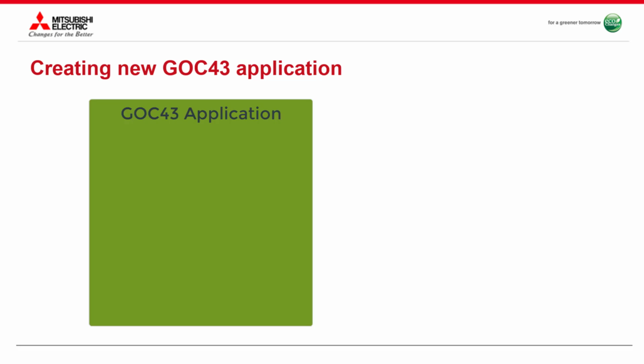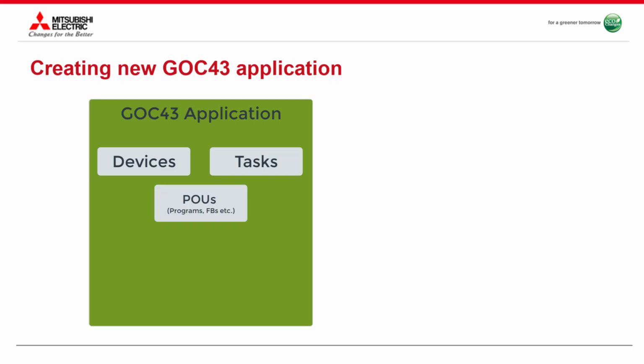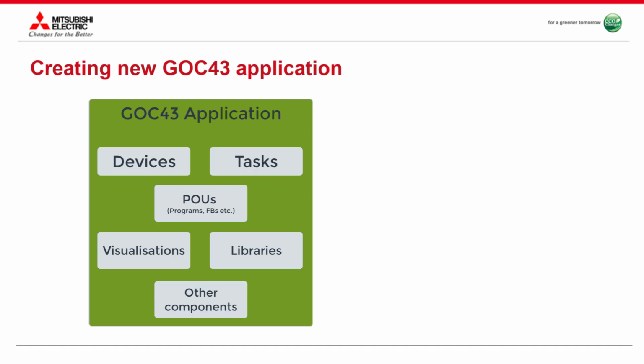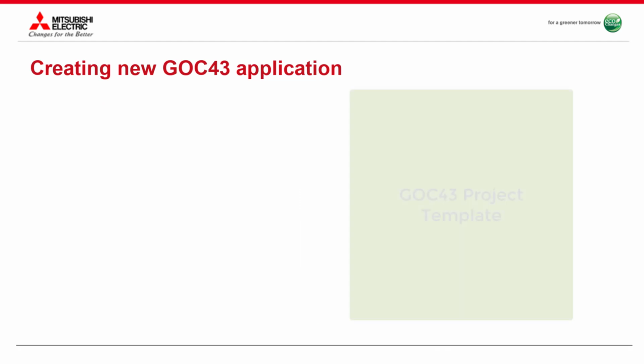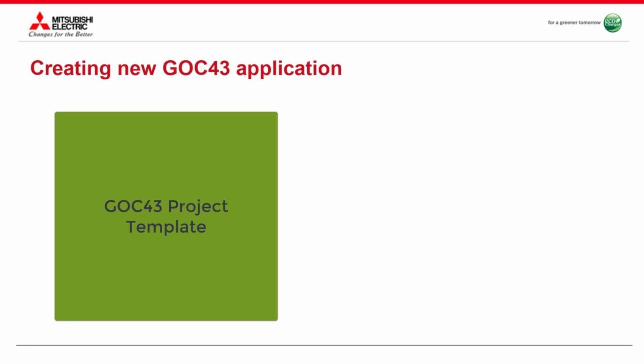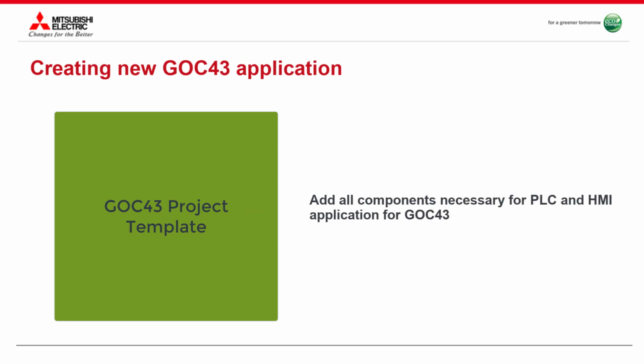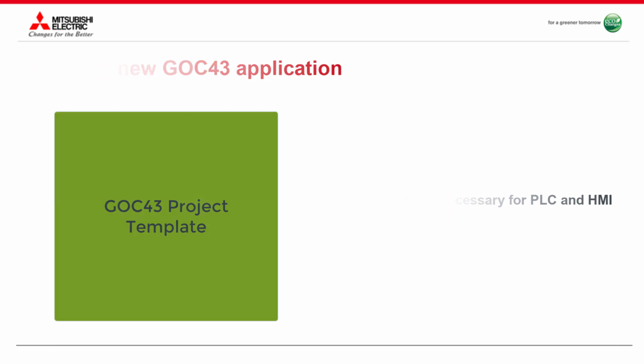Now, we will learn how to create a new project using GOC43 project template. GOC43 application program consists of devices, tasks, POUs, visualization screens, libraries and other components. To avoid manually adding items one by one, application is created using project template. Project template adds all application program components necessary for PLC and HMI application for GOC43.